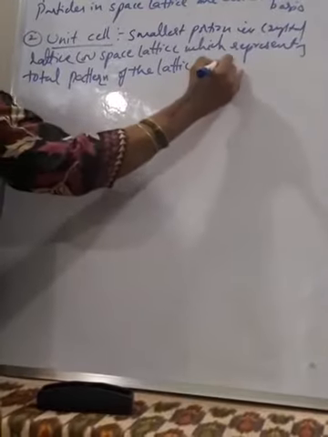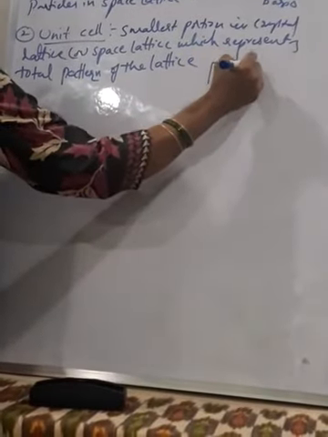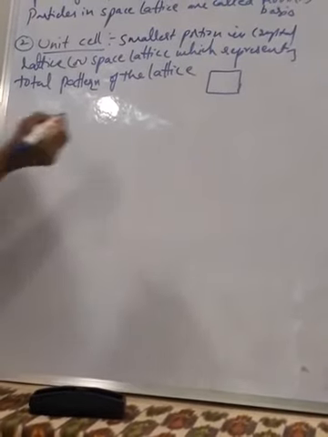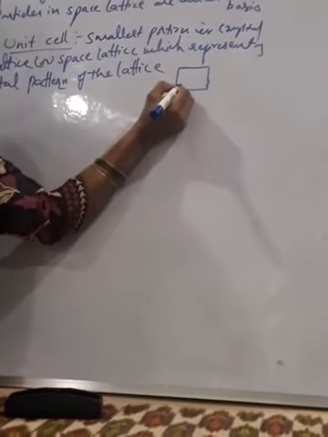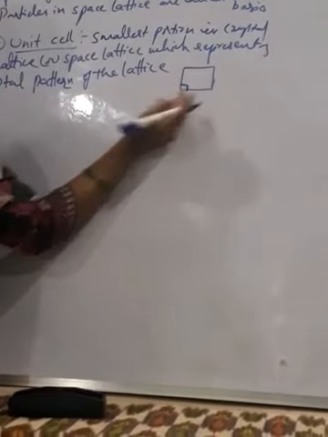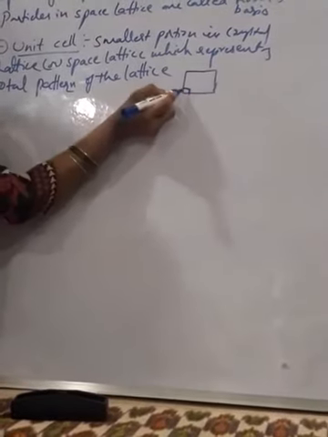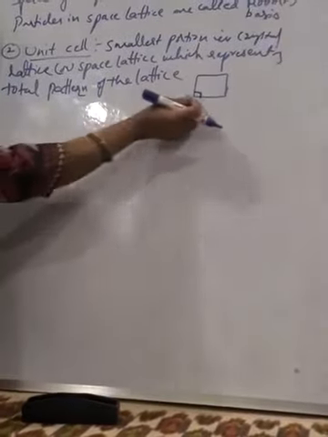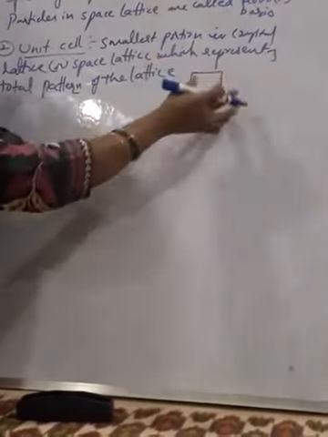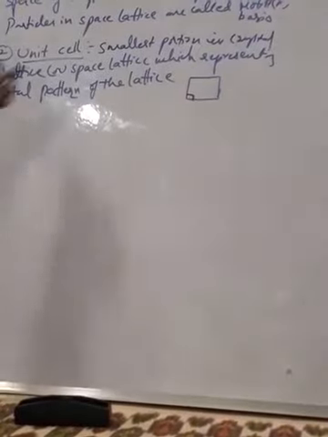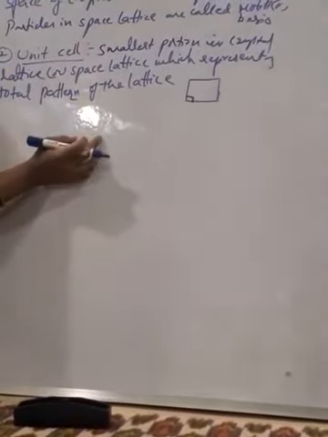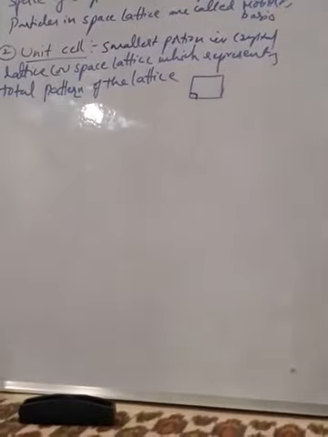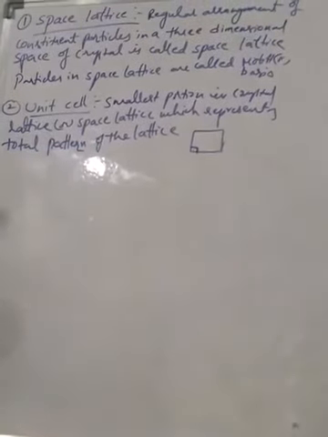For example, this is crystal lattice, space lattice. Okay. So smallest portion of it, this unit, smallest unit. So this is called unit cell, and unit cell shape is just like space lattice shape. So this portion represents the total pattern of the space lattice. Okay, so smallest portion in crystal lattice which represents the total pattern. So that is called as unit cell.